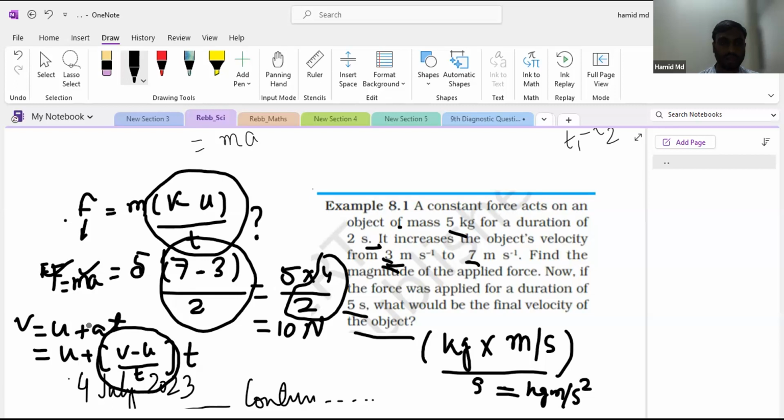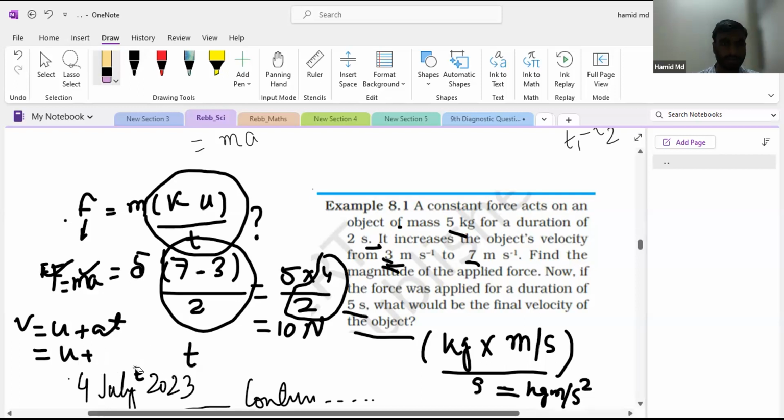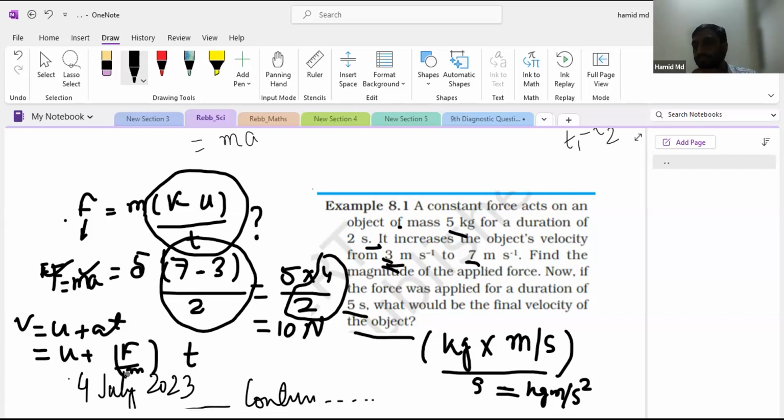So we can write the acceleration in this fashion as it is given: F over m, right? F over m into t, right? Got the point? Yes, sir. Now do it. Now you check the procedure and get the answer.